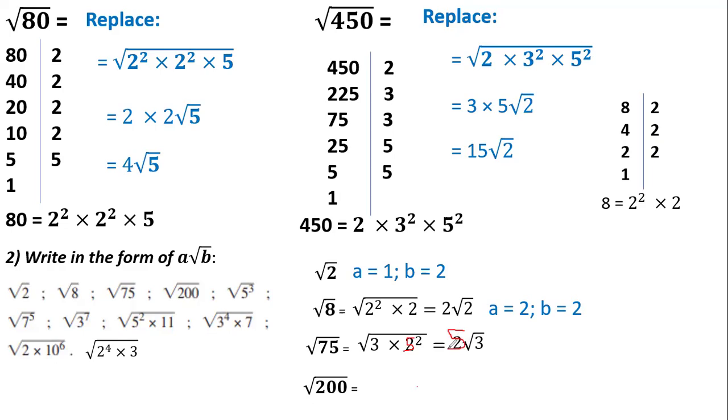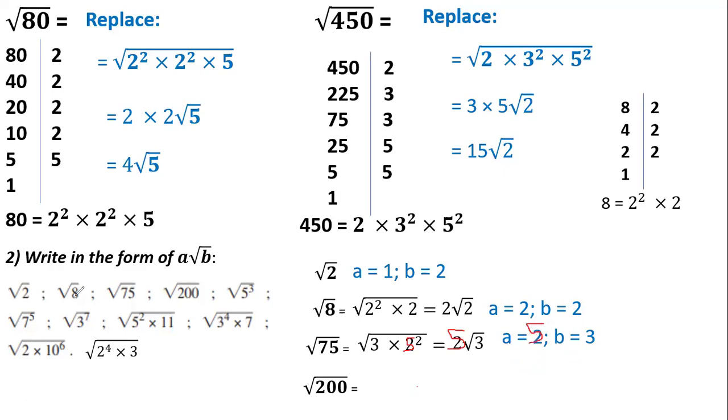So what's A? Of course, I will close it. Then I will correct it again. So what's A here? The coefficient is 5. So A is 5 and B is 3. Also, I will correct it for you. So A is 5 and B is 3.